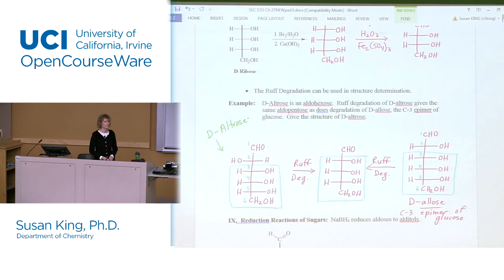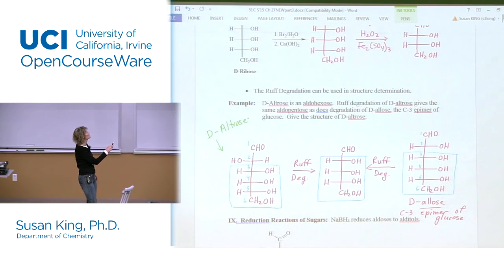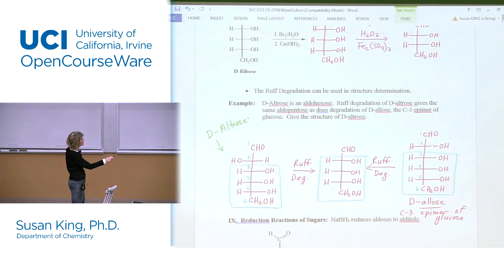Questions on how I did that? So there's only 2 possible configurations at the stereocenter. Here has the hydroxyl on the right, here has the hydroxyl on the left. And so if the hydroxyl was on the right, it would be D-allose. It's not. It's D-altrose, and so that means that that's the structure of D-altrose.